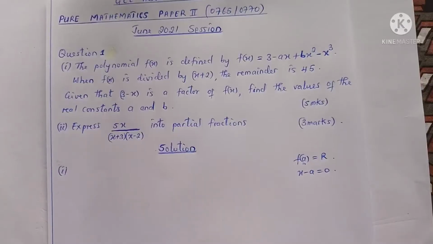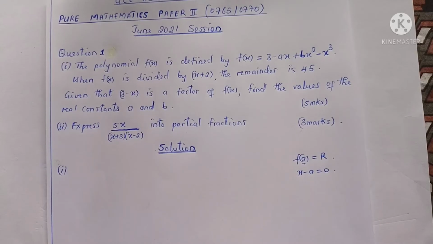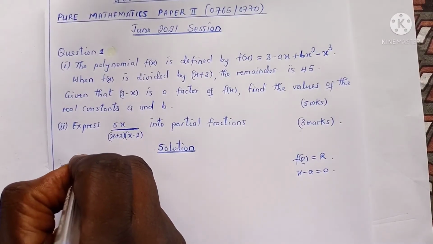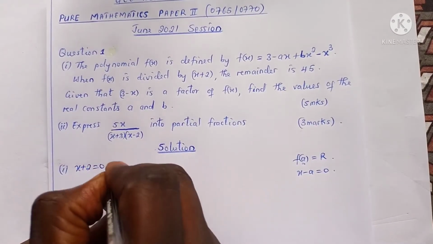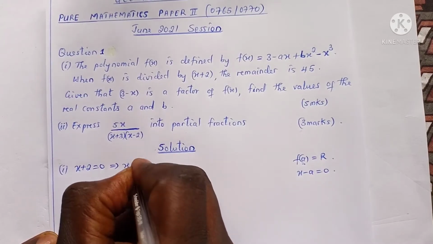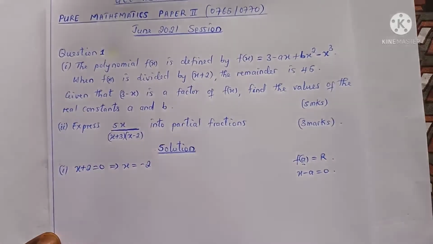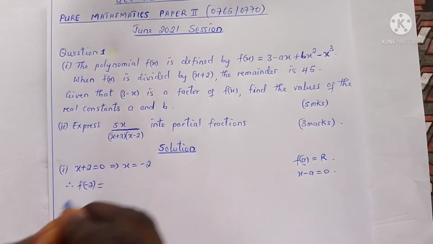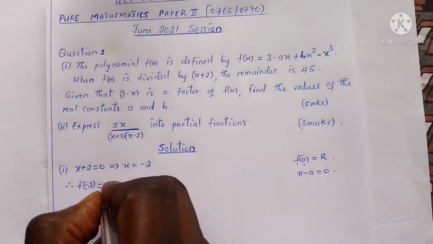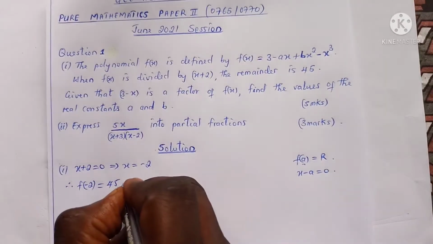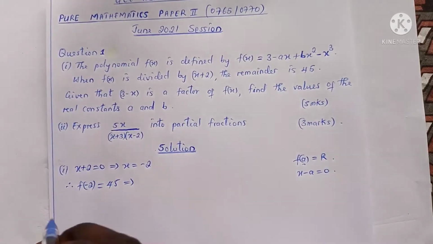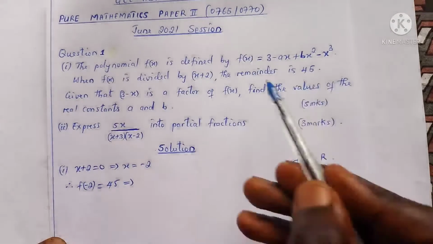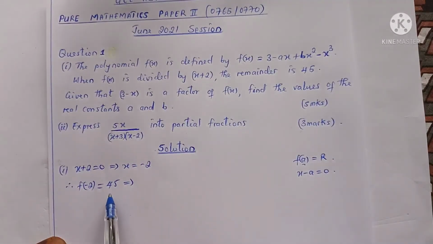So in the first part, the remainder is 45 when divided by x plus 2. So we need to start by solving the equation x plus 2 equal to 0. And if we solve this equation, we are going to obtain x equal to negative 2. Therefore, f of negative 2 must be equal to that remainder, which is 45. So this implies that we need to substitute negative 2 in this function and equate our answer to 45.